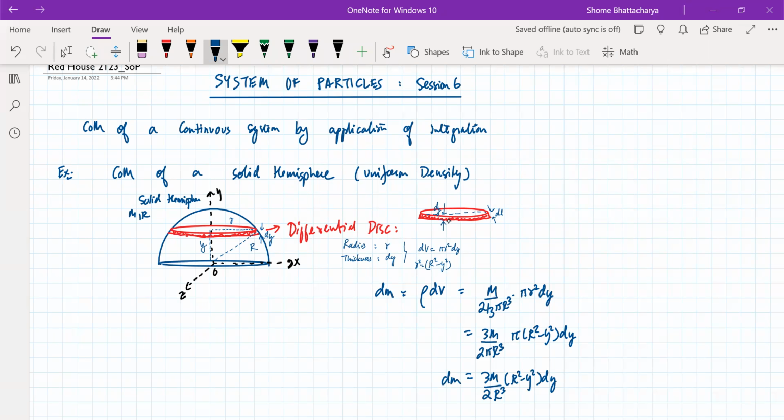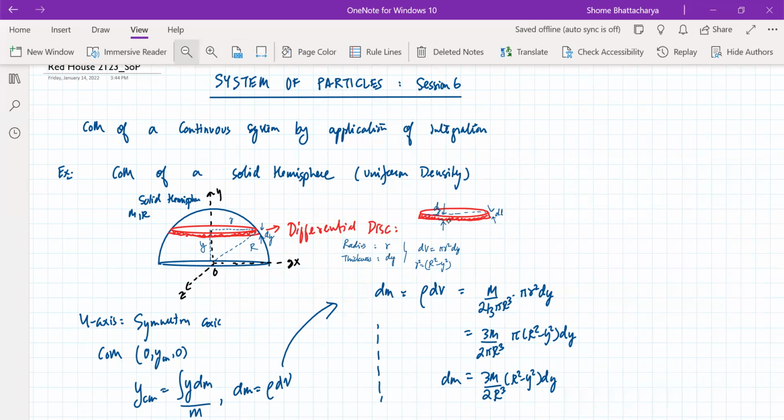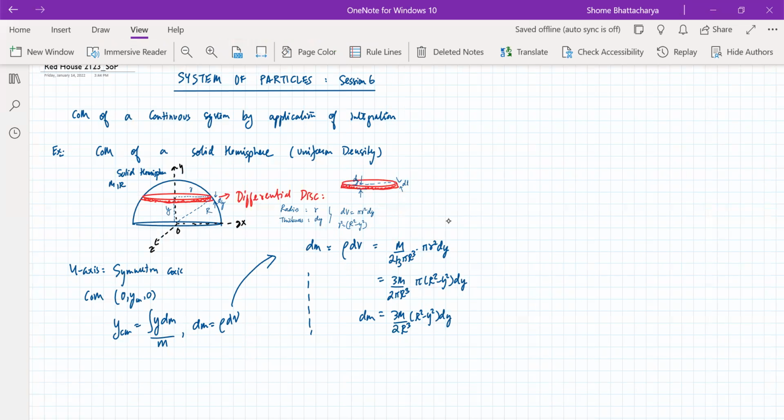Now, y-axis being the axis of symmetry, the center of mass is at some position where the y coordinate is integration y dm divided by total mass. Dm here is rho dv, and this rho dv is like this. So now we need to substitute in the integration. Aside from this, we can also use this to prove that the volume of a hemisphere is 2 by 3 pi R cube.